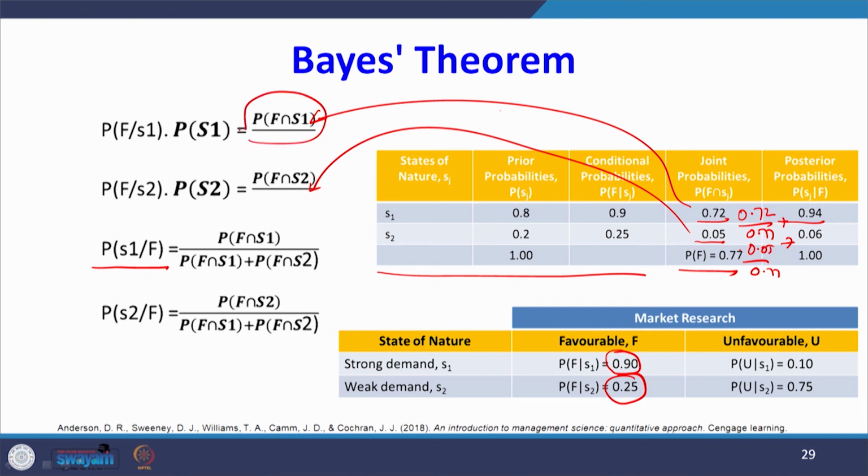Now, P of f intersection S1 and P of f intersection S2, I am getting these values from our past information. That past information is used to find out P of S1 given f.